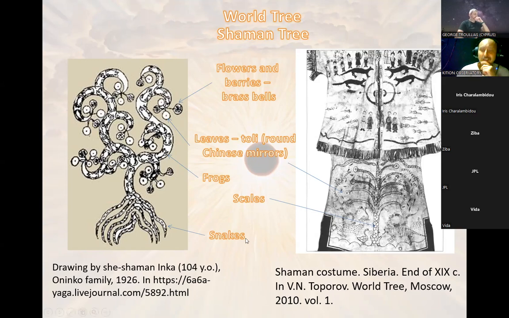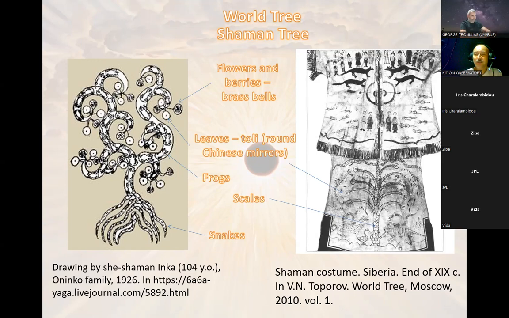Well, what it consists of: the roots are represented by snakes here, by nothing here. The trunk is represented by frogs here and by scales, which are practically the same as frogs on the other side. Leaves are rounded Chinese mirrors, toli. I'll talk about them a bit later. So here we have leaves, here round toli, and here round mirrors again. Flowers and berries are brass bells. They are shown by Inka, but they are not on this very specific costume. Still, they exist.